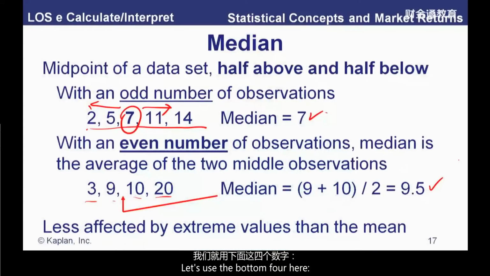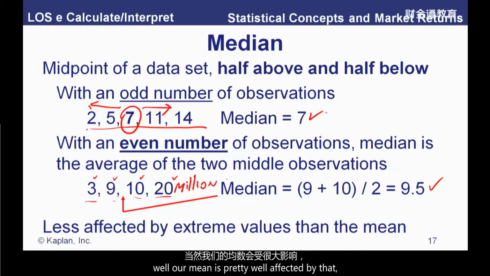Let's use the bottom 4 here. We've got those 4, and we could figure out the mean of that, right? 3 plus 9 is 12, and 30, 40, 42 divided by 4. So the mean is, whatever it is, 10.5, something like that. Now, what would happen to that mean if this third value, instead of 20, was 20 million?